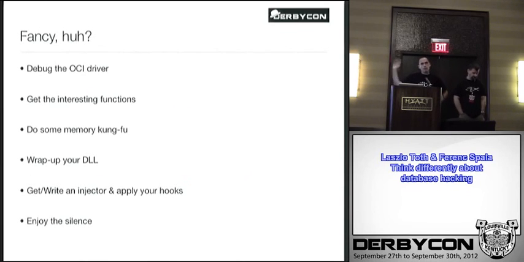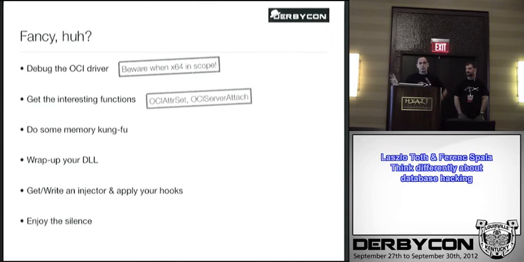All you have to do is debug the OCI driver. It's a piece of cake, as I mentioned before. Identify the interesting functions. I recommend 2 for you. The first one is OCIAuthSet, and it is called every time a username or a password is passed from the client to the driver. I mean, password in clear text. The second one is OCIServerAttach. It is called when other connection parameters like IP address, port, or service identifier are passed from the client to the driver. So these 2 functions are a really good start.